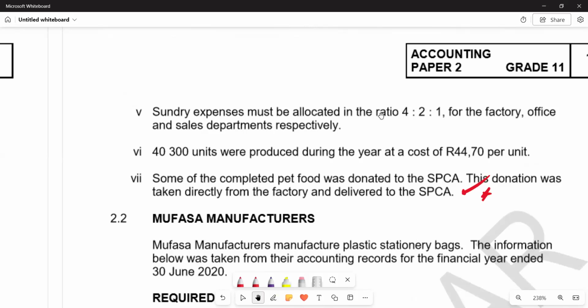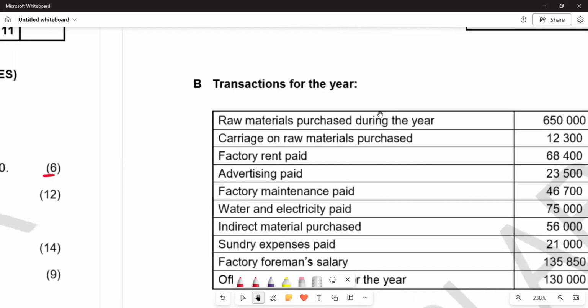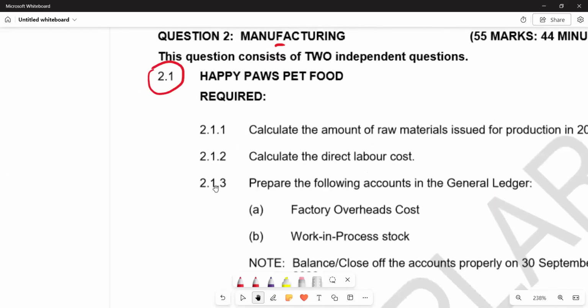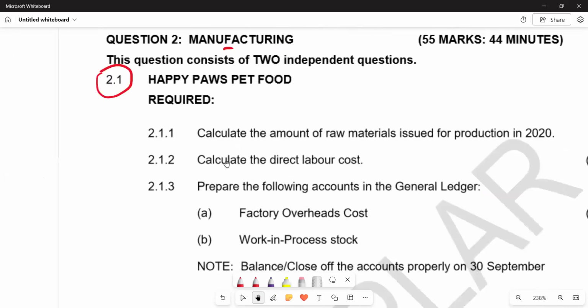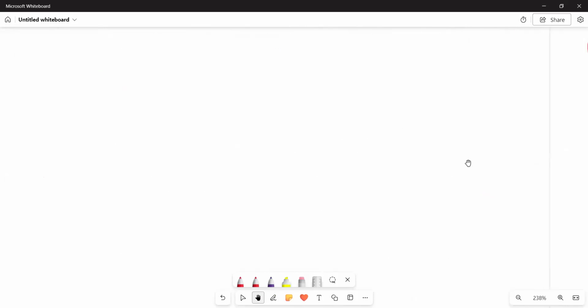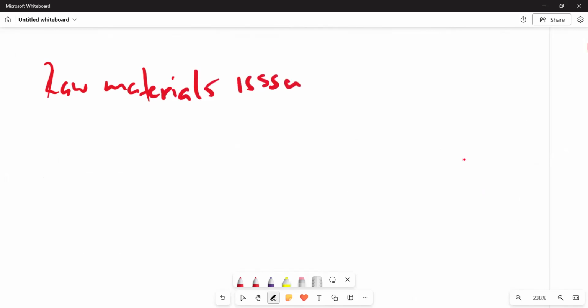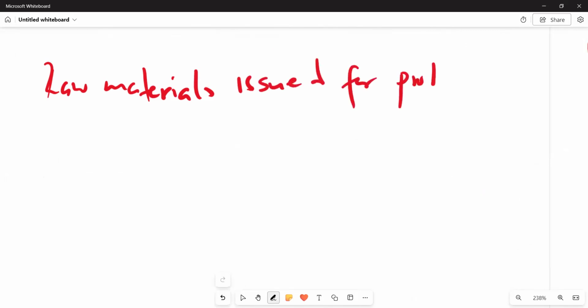So we go back to the first question that we want to look at, which is asking us to calculate the amount of raw materials issued for production. So we are just going to bring down the formula that we are going to use to calculate the raw materials issued for production.